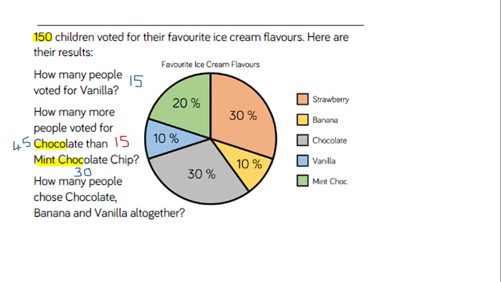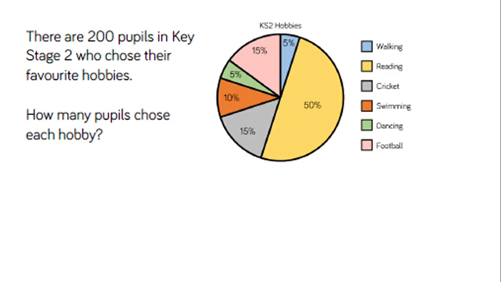How many people chose chocolate, banana and vanilla all together? Okay, we'll recognise the word all together. It means you need to add them all up. So you find that there was 45 for chocolate, 15 for banana and 15 for vanilla because we'd already worked those out. And the answer was 75. Okay, well done if you got those right.